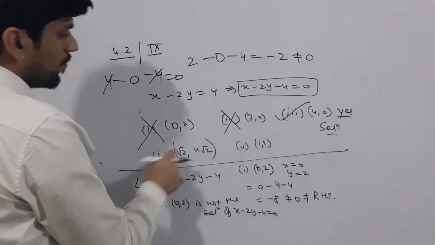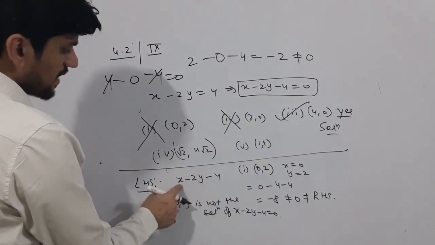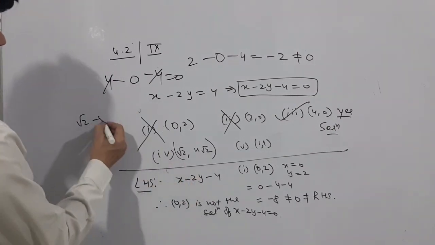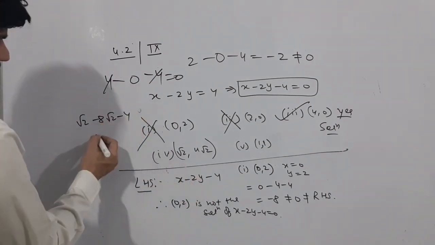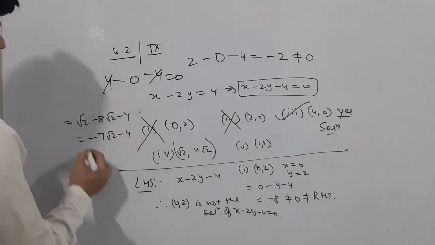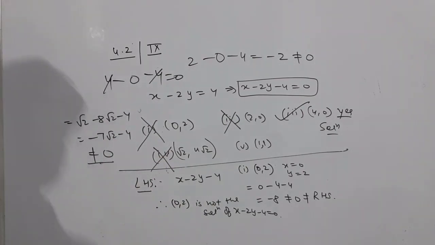Now root 2, 4 root 2. X is root 2. Y is 4 root 2. 4 root 2 times 2 is 8 root 2, so root 2 minus 8 root 2 minus 4 is minus 7 root 2 minus 4. Obviously it is not equal to 0. So this is not the solution.